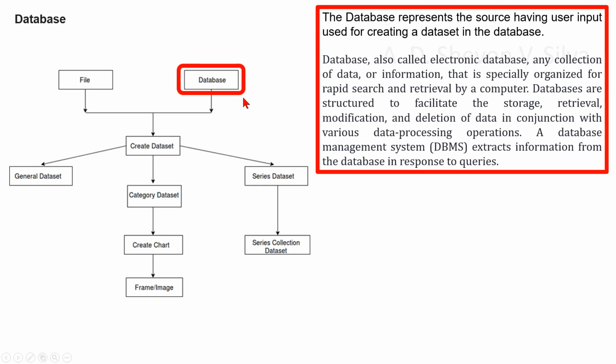Database, also called electronic database, is any collection of data or information that is specially organized for rapid search and retrieval by a computer. Databases are structured to facilitate the storage, retrieval, modification, and deletion of data in conjunction with various data processing operations. A database management system, DBMS, extracts information from the database in response to queries.